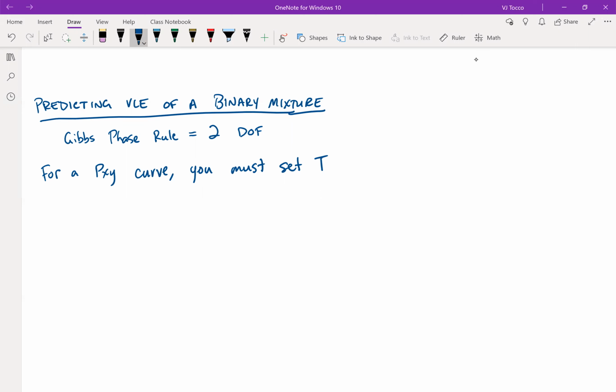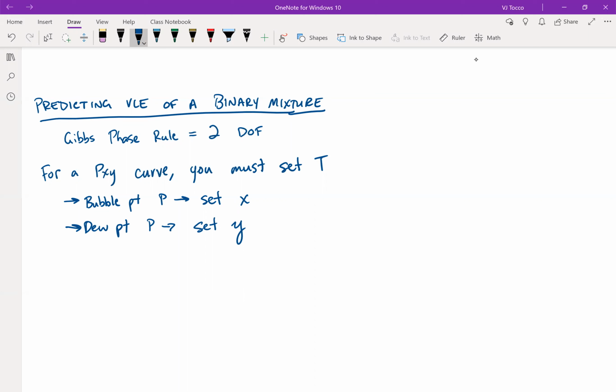So for the bubble point, you would set x. Remember, I'm sorry, for the bubble point the constraint is on y, so you set x. And for the dew point, you would set y. So there are 2 separate calculations that you have to make in order to predict the vapor-liquid equilibrium curve. But the main idea here is that you're setting 2 things. You're setting T and x, and therefore you have 2 unknowns.